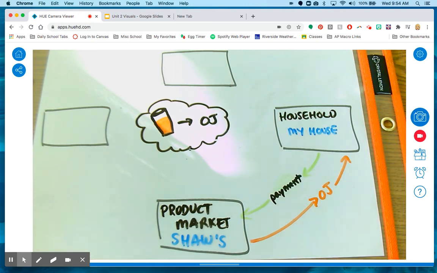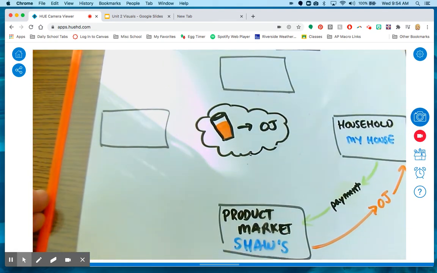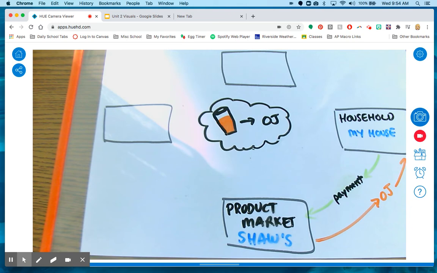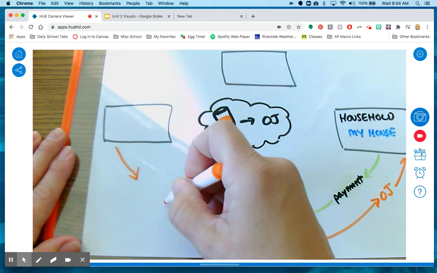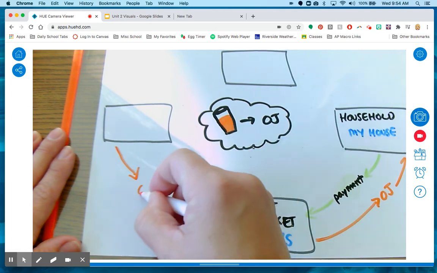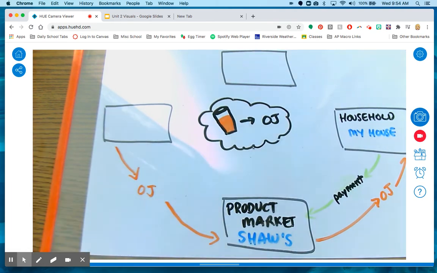All right, so again, in order to get the orange juice, I went to a place like Shaw's. I supplied Shaw's with a payment. I was able to take the orange juice home. Okay, let's go back to the left over here. Where does Shaw's get the orange juice from? So somehow or another, orange juice made its way to Shaw's on big pallets, you know, these big, giant boxes on pallets.